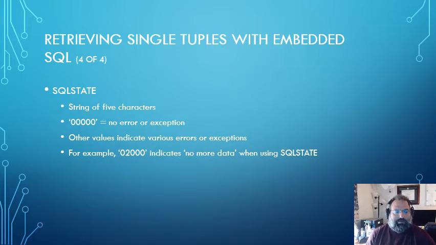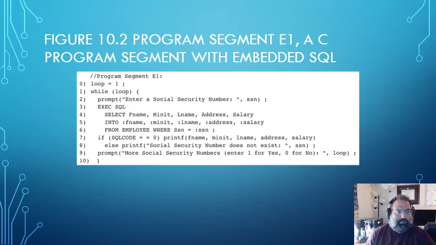SQL state is a string of 5 characters. In this particular case, 0 would indicate no errors or exceptions. These are a way of looking up what happened and why it didn't go well. Typically, this approach is a bit of a legacy because the error messages should be reasonably self-describing.